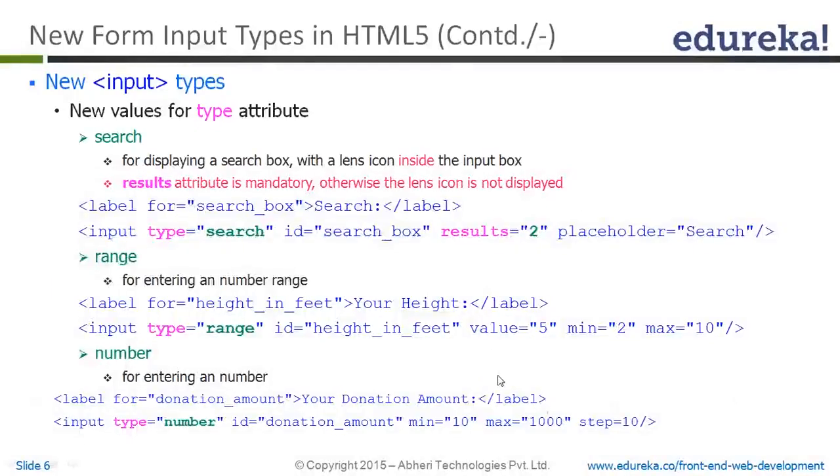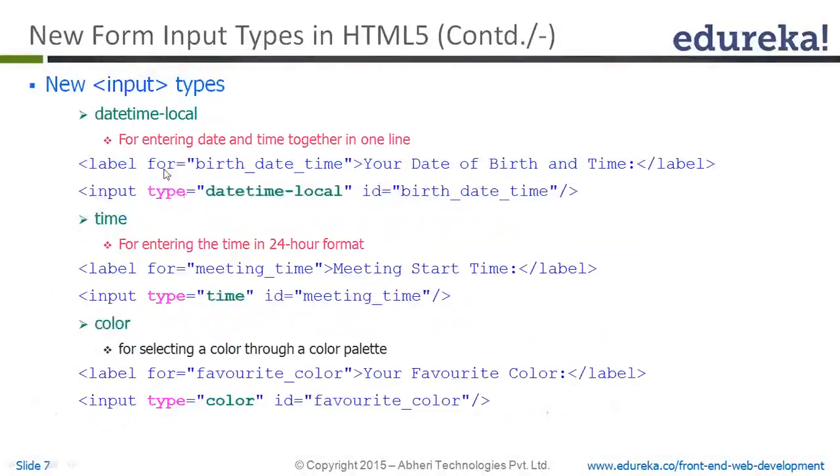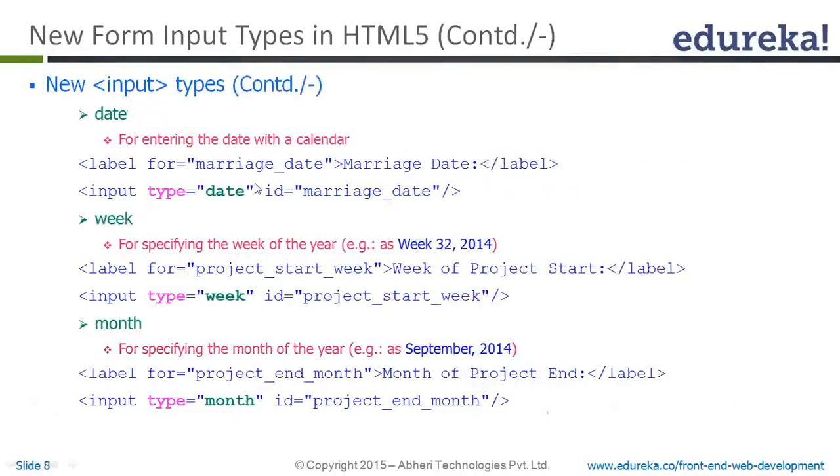Fine. Let's move to the next slide. Similarly, for showing the date and time, you can use datetime-local, and for showing only time in 24-hour format, this time. For example, if you want to choose the color, you can use type equal to color. Similarly, I would like to cover all of them so that I can demonstrate all of them in one shot.